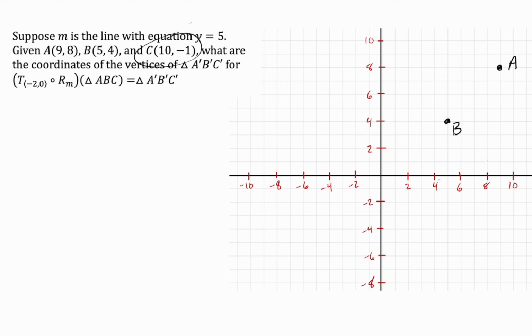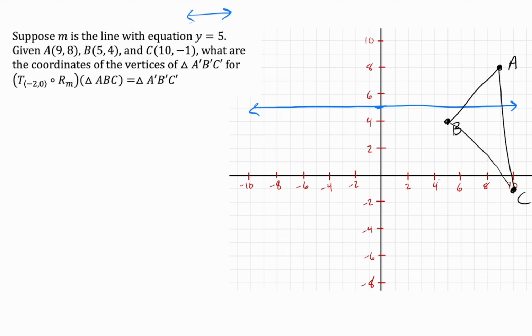And point C is 10, -1. That's down here. Okay, and then we also have this line y equals 5. Now, anytime you have y equals just a number, that's a horizontal line. If you have x equals just a number, that's when it's a vertical line. So in this case, we have a horizontal line going through 5. So we'll draw that in right there. And technically, ABC is a triangle, so we can connect those dots as well.